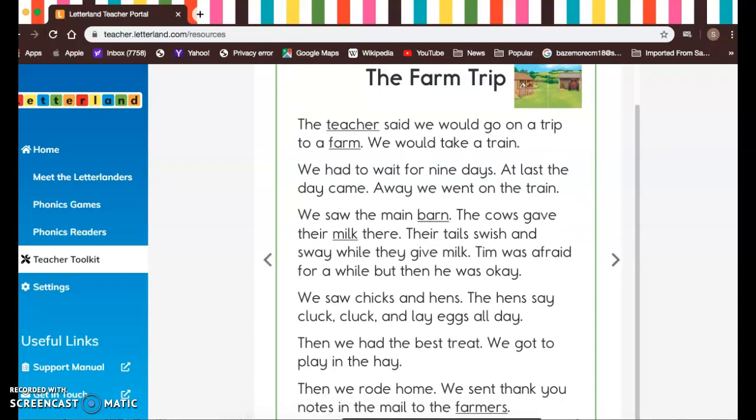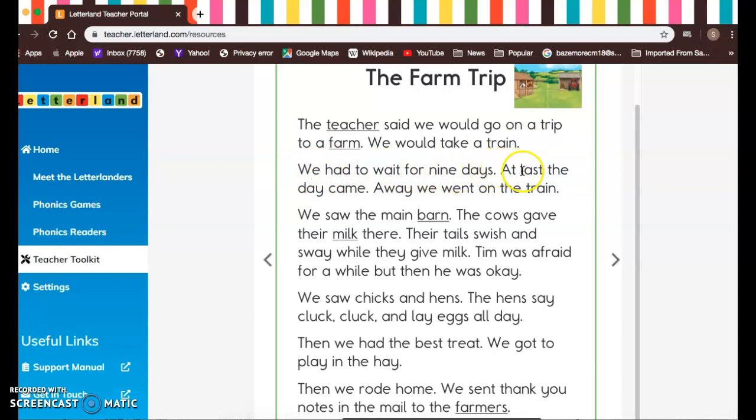I'm going to read, and I'm going to stop at a word. And when I stop at that word, I want you to read it. And then I'm going to keep going. 1, 2, ready, go. The teacher said we could go on a trip to a farm. We would take a train. We had to wait for 9 days.